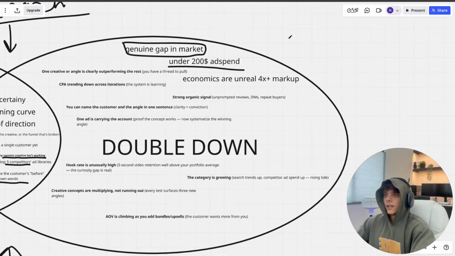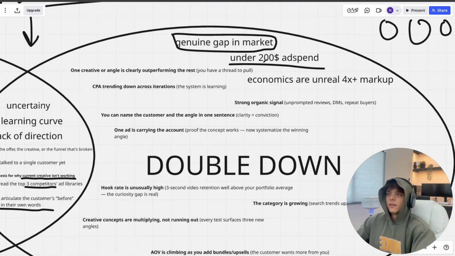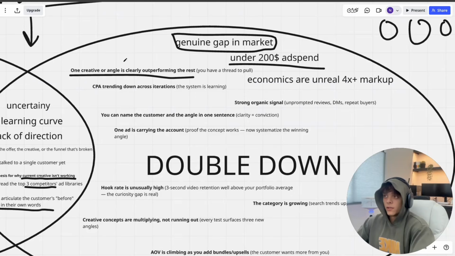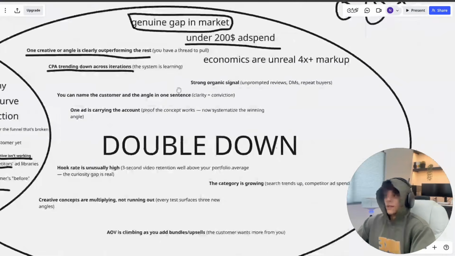And also, yeah, maybe if it's like zero add to carts, checkouts, or purchases, but it's likely not going to be that, right? So you haven't even tested enough concepts with that ad spend to really make a decision. One creative angle is clearly outperforming the rest. Maybe you're unprofitable, but this is the truth. That's a sign to double down on that angle. The CPA is trending down across iterations, so you're actually getting more profitable the more you iterate. That's a sign to double down.